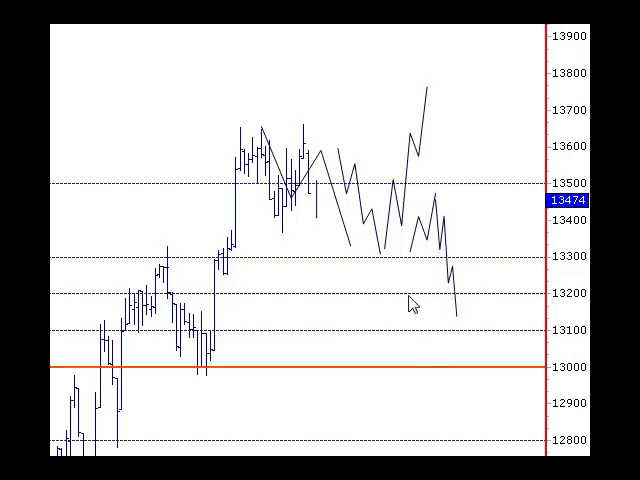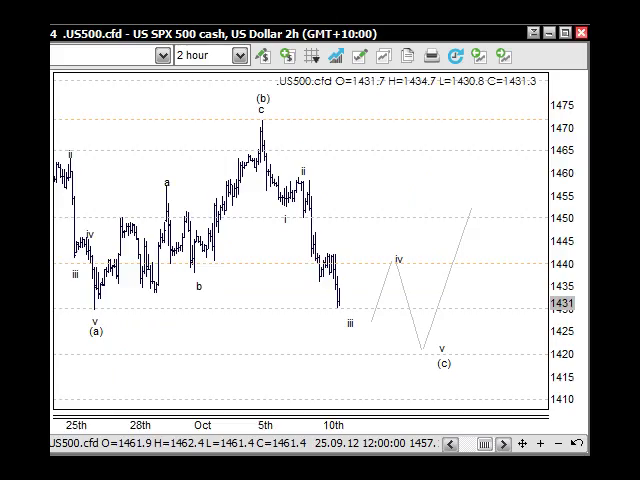So yeah, look, that's pretty much it. So we'll see how we go. Our bias is to the upside through here. So let's just explore this on the Dow Jones and the S&P 500 and the other markets.